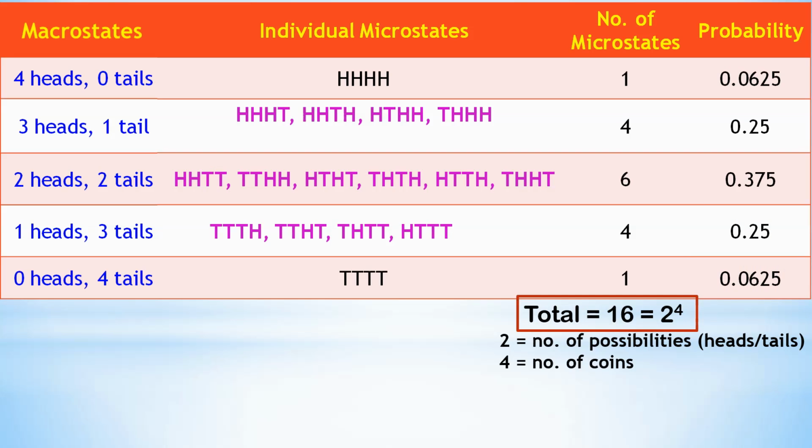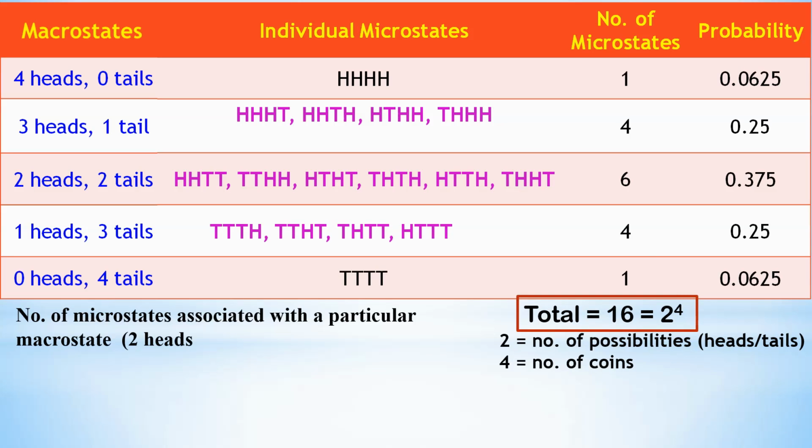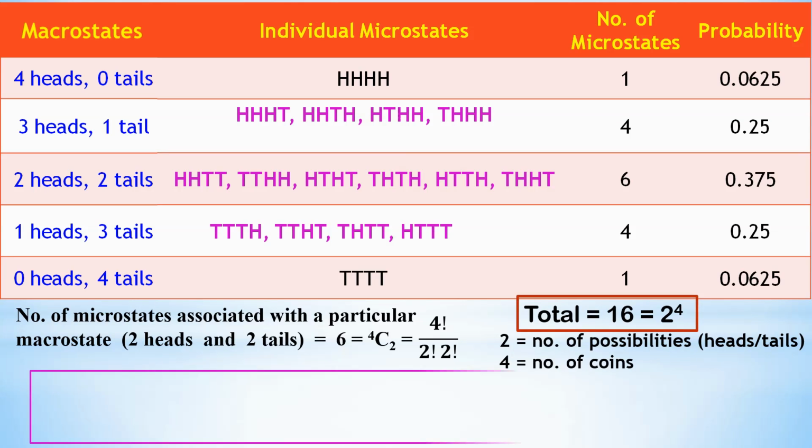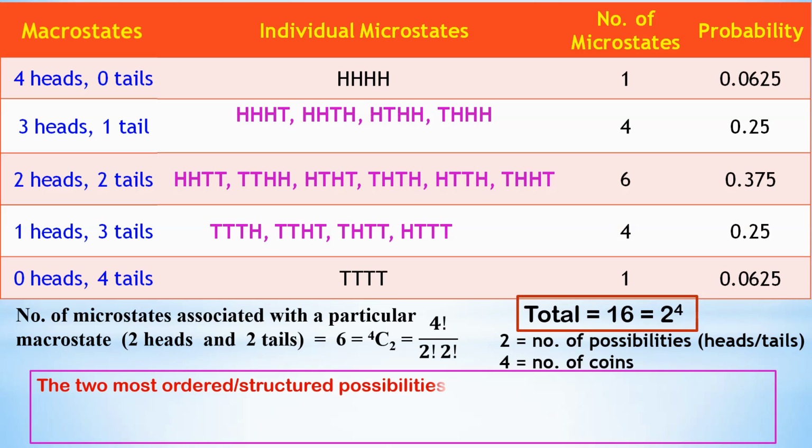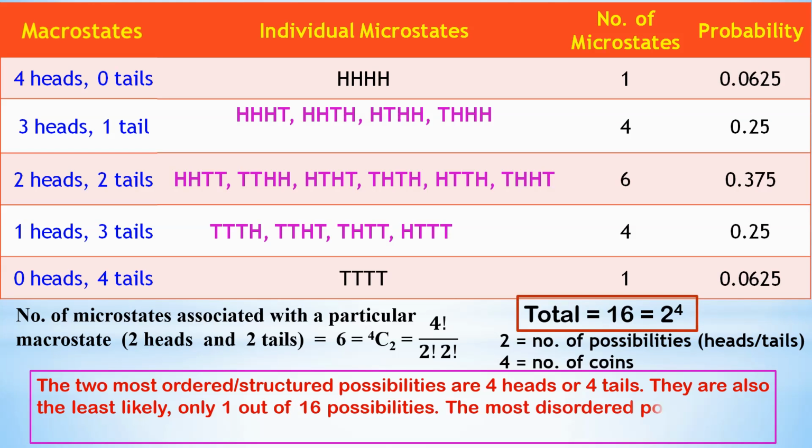The number of microstates associated with a particular macrostate can also be calculated mathematically. Suppose we consider the third case. The number of microstates for 2 heads and 2 tails is 6, given by 4C2, since we have to choose 2 heads from 4 coin tossings. The 2 most structured possibilities are 4 heads or 4 tails. They are also the least likely, only 1 out of 16 possibilities. The most disorderly possibility is 6 out of 16 for 2 heads and 2 tails.